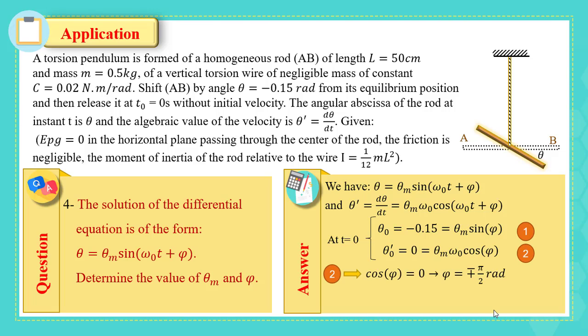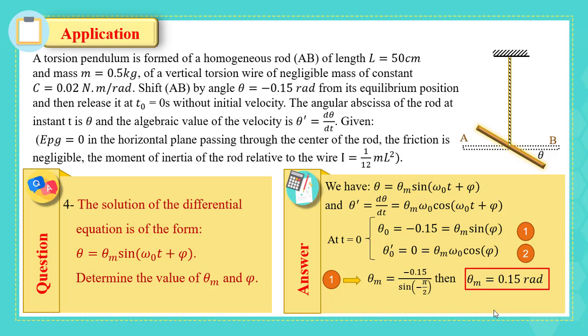Why? Because cosine phi is 0 in two cases, either if phi is minus pi over 2 or plus pi over 2. To know which one is correct, we go back to the first equation. Minus 0.15 equals theta maximum sine phi. But we know that theta maximum is positive, then sine phi is negative and phi is minus pi over 2. Replace phi in the first equation. We can find that theta maximum is 0.15 radians.